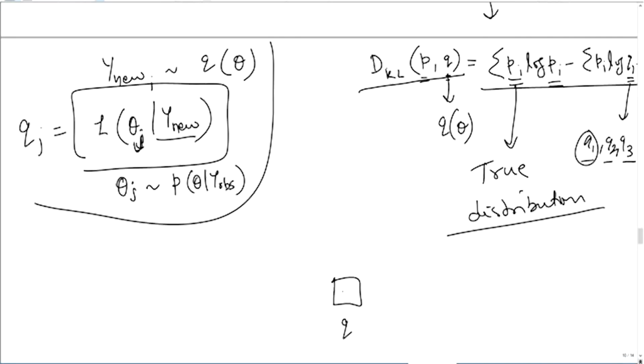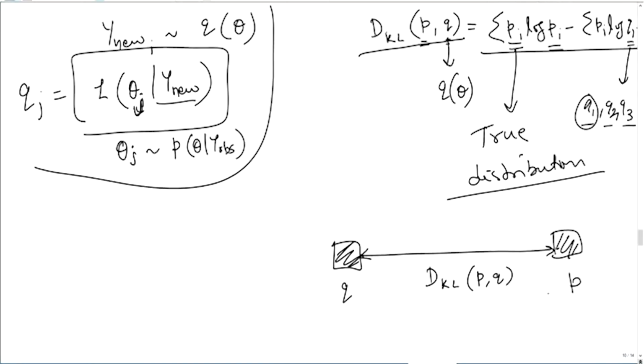Let's say this is your model Q and this is the true distribution P. Using this KL divergence from Q to P, I'm trying to compute how far the true generative process is from the model Q. If you can compute this, it will tell us how far model Q is from the true generative process, so you can directly evaluate whether model Q is a good model or not.